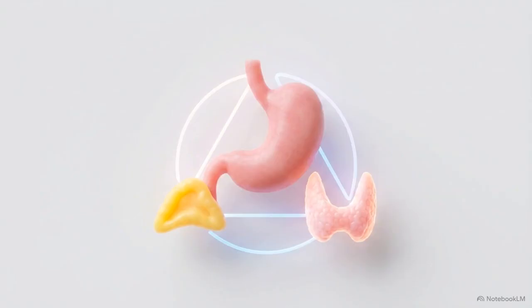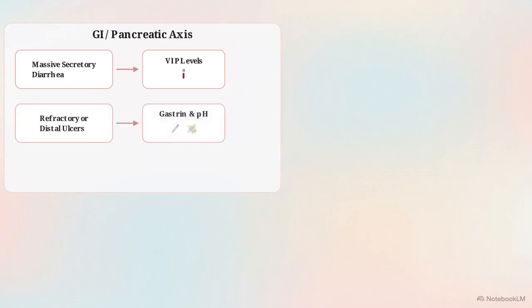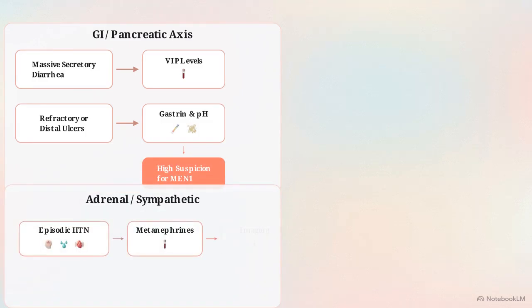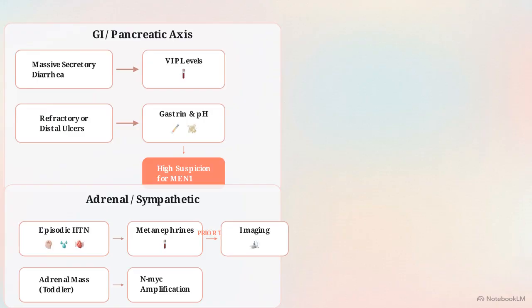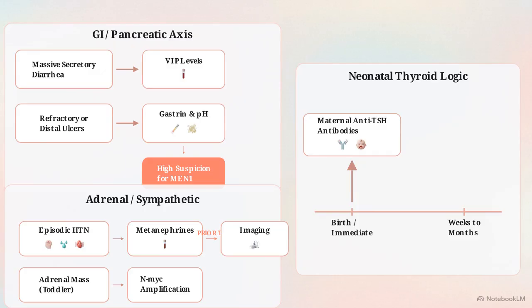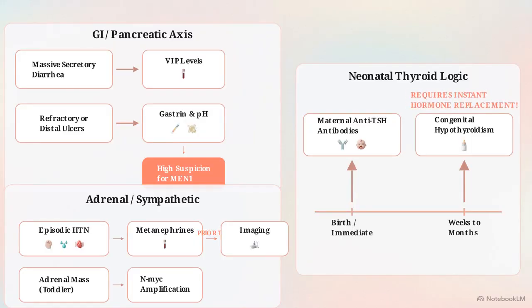We can now merge these isolated axes into a single, highly reliable framework for test day. Trace the GI logic. Massive secretory diarrhea requires VIP levels. Refractory or distal ulcers require gastrin and pH testing, alongside a high clinical suspicion for MEN1. Trace the adrenal logic. Episodic hypertension requires elevated metanephrines prior to imaging. An adrenal mass in a toddler requires N-MYC amplification testing. Trace the neonatal logic. Immediate jitteriness points to transplacental Graves antibodies. Delayed lethargy points to congenital hypothyroidism and the need for instant hormone replacement.